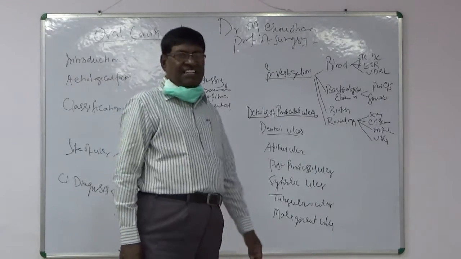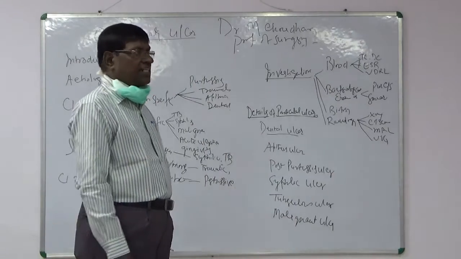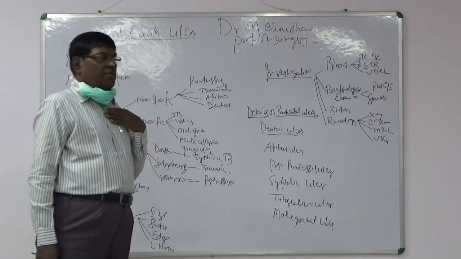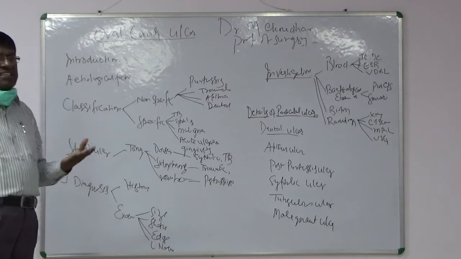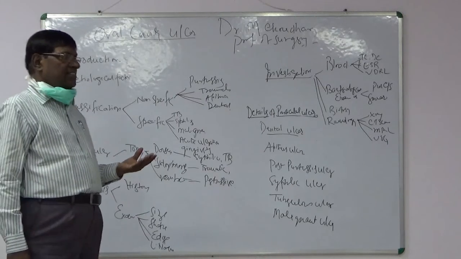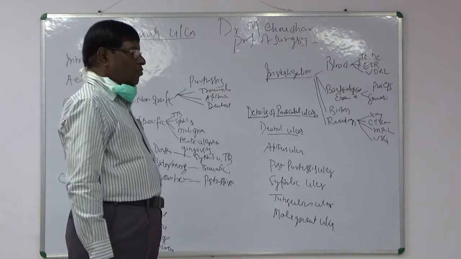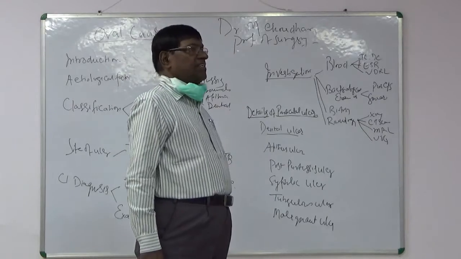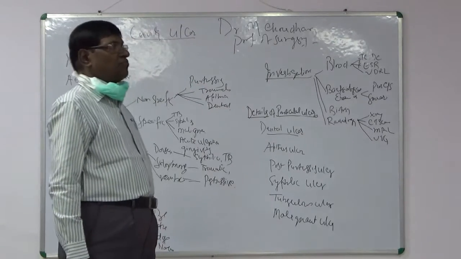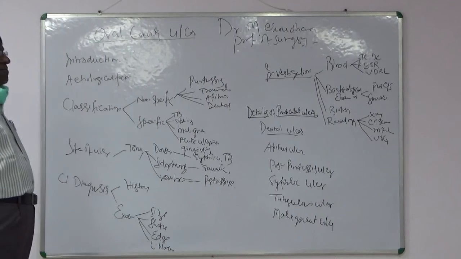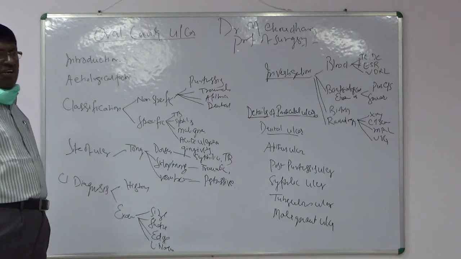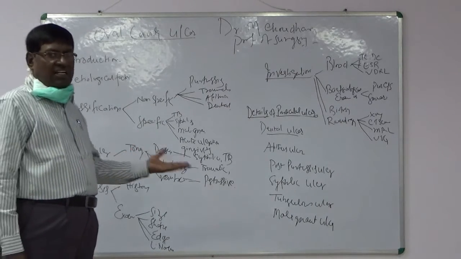The second one, a specific ulcer, is the syphilitic ulcer. Syphilis is nowadays a very rare condition, or it is treated very promptly these days, but in the old days when there was no proper treatment for syphilis, all three stages, primary, secondary and tertiary, manifested as ulcer formation.